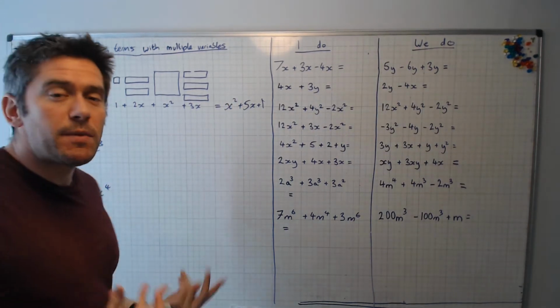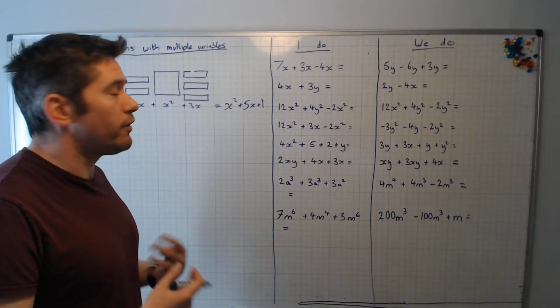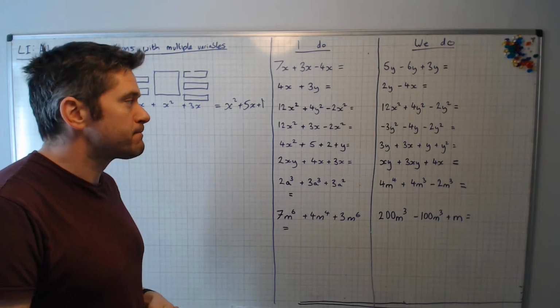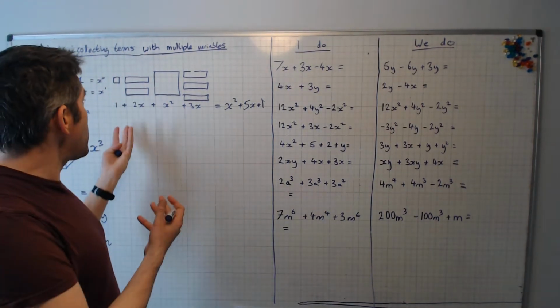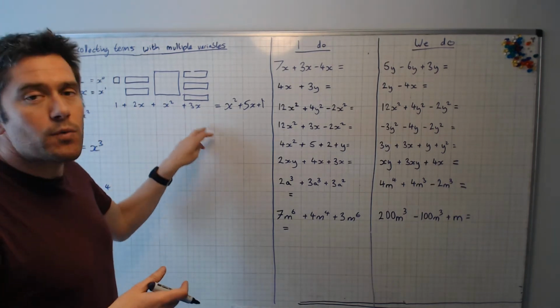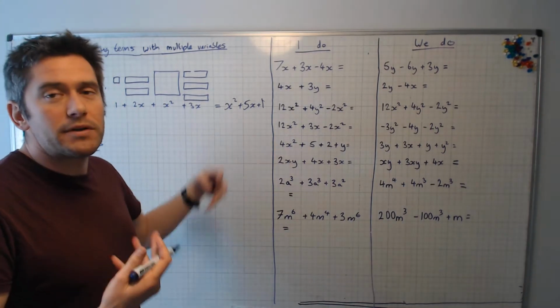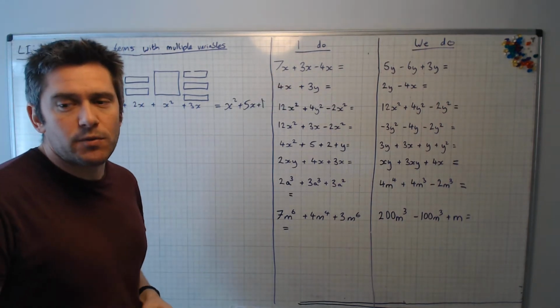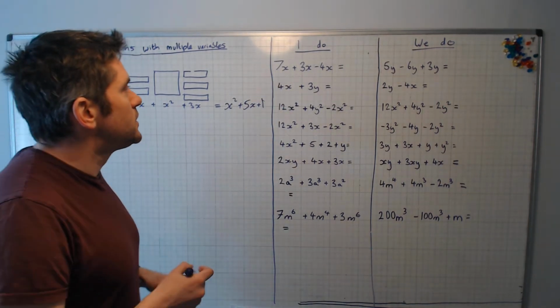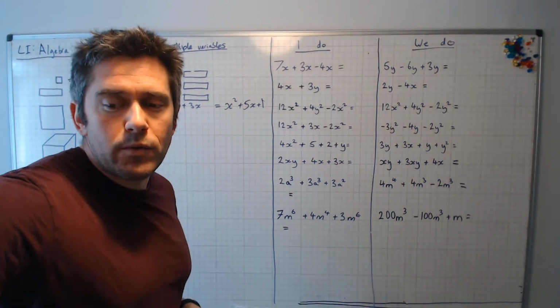Okay, so we usually as mathematicians write them in descending powers of x, or whatever our letter might be. So if instead we had green blocks up here, it would be y instead. It would be 1 plus 2y plus y squared plus 3y, and we'd get y squared plus 5y plus 1. Okay, let's start doing some of these questions over here now. So we will start with the first one.